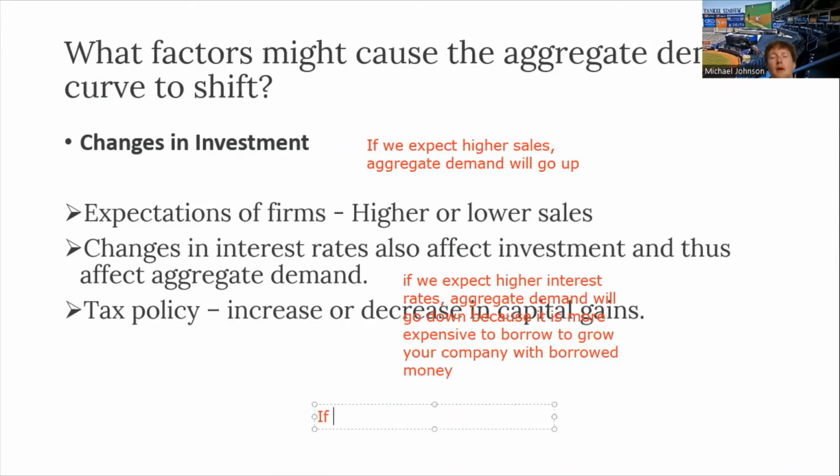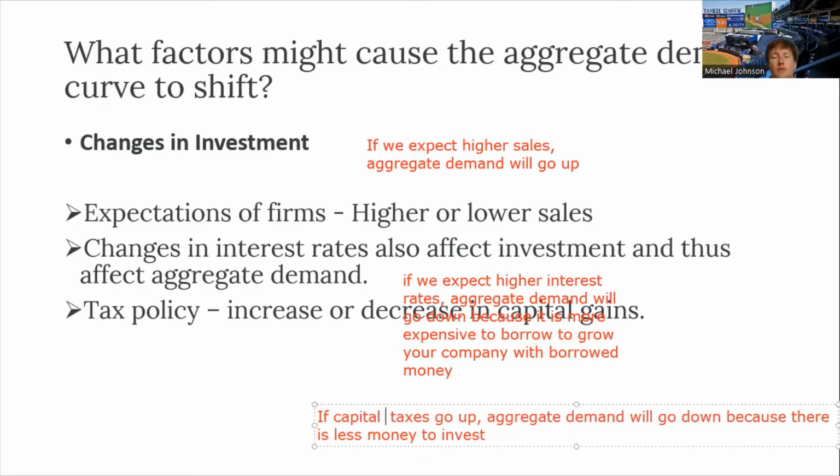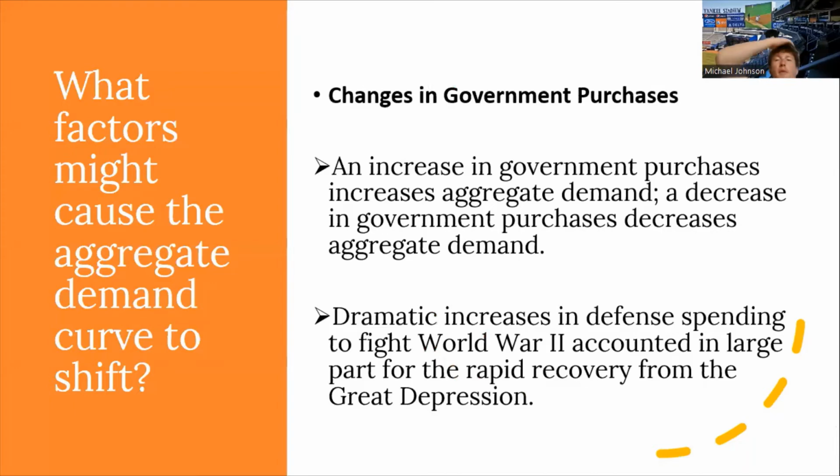In tax policy, if taxes go up, aggregate demand will go down because there is less money to invest. Specifically, if capital gains taxes go up. What factors might cause the aggregate demand to shift? Changes in government purchases. An increase in government purchases increases aggregate demand. A decrease in government purchases decreases aggregate demand. Dramatic increases in defense spending to fight World War II accounted in large part for the rapid recovery.